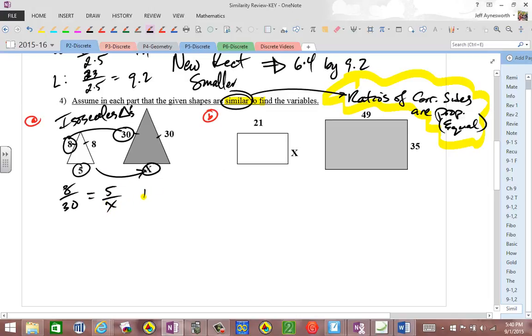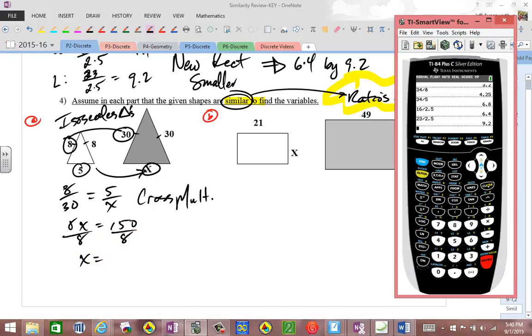We're going to cross multiply. That means we have 8x equals 150. Divide by 8. We take 150 and divide it by 8. What do we get? 18.75. So it's 18.75.